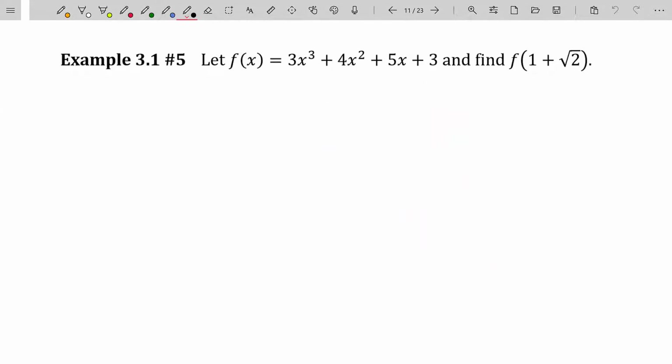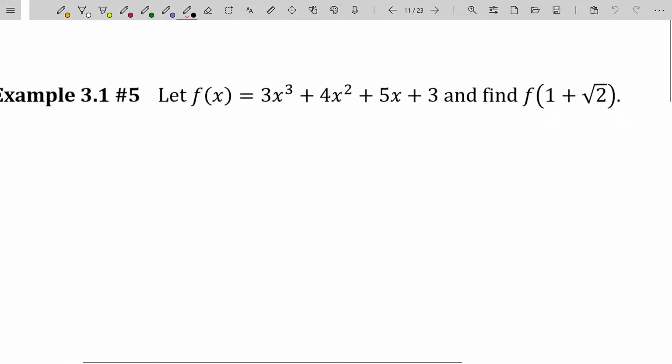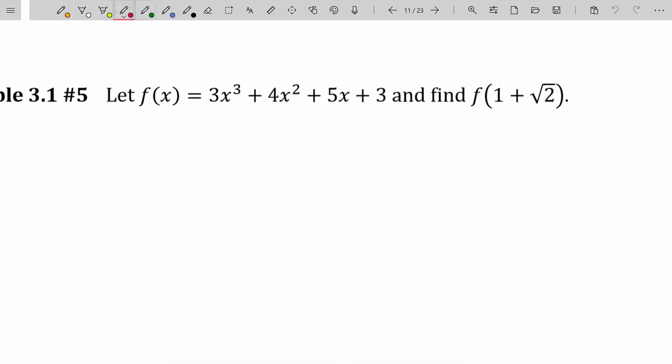Functions do not have to be evaluated at nice clean numbers, and often they are not. So you do have to get used to evaluating functions at irrational numbers. And this is a good example anyway. What we're going to do is replace all the values of the input, which is x here, with 1 plus the square root of 2. When you do something like this, use parentheses liberally. I often say that, but it's so important that you do that.